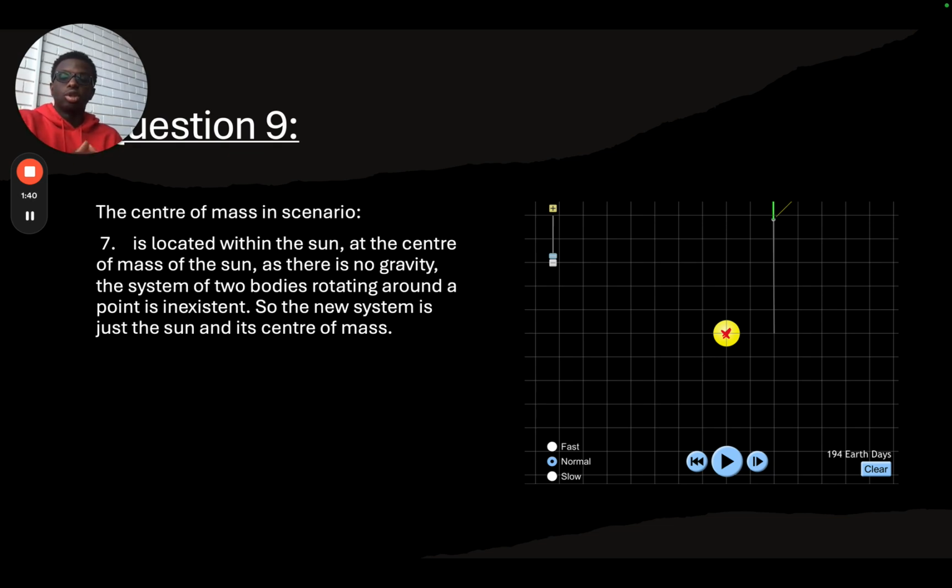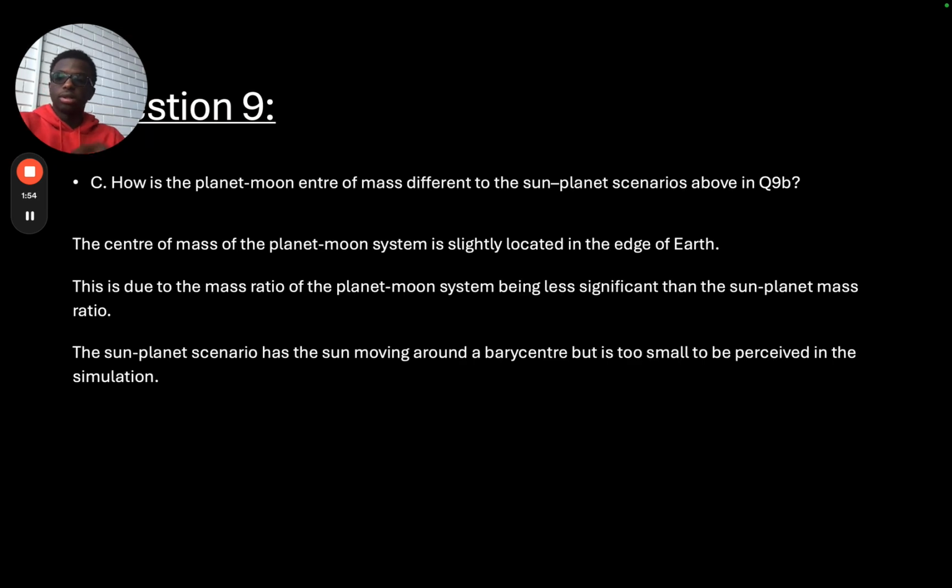As there is no more gravity between Earth and the sun, the new system is only composed of the sun, and the center of mass will obviously be the center of mass of the sun, which is marked down there in red.